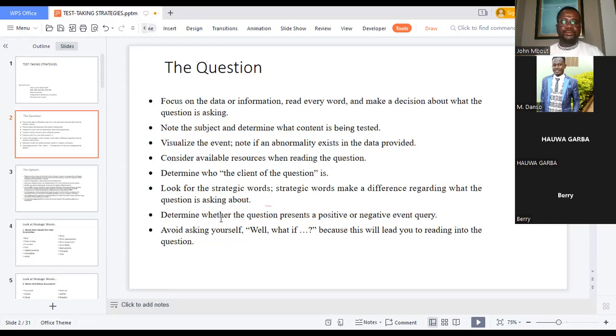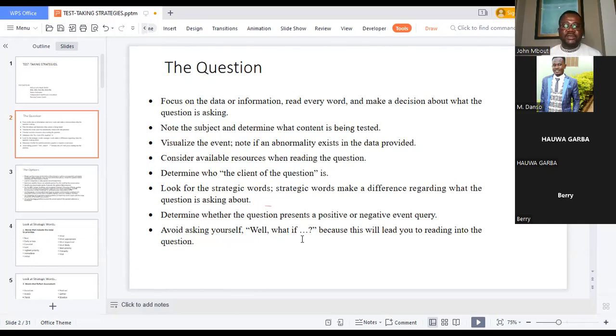Now, negative event query. In situations like this, they will ask you to pick out options that show that you need further teaching. You explain something like a charge nurse explaining some procedures in the ward, and she wants to understand if the new nurses understand what she's saying, and maybe the new nurse says something that is not correct, and they ask you to pick out a word that shows that you need further teaching, or the student nurse needs further understanding. So these are negative event queries.